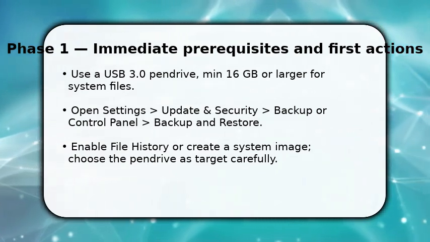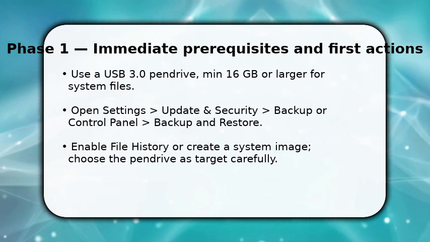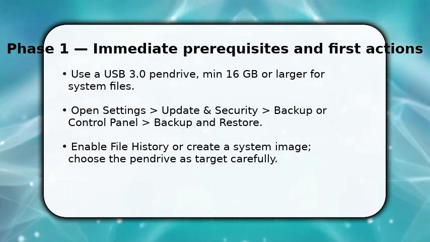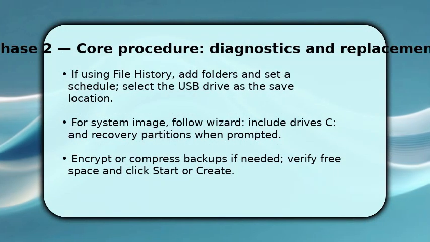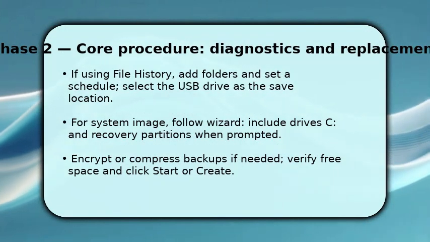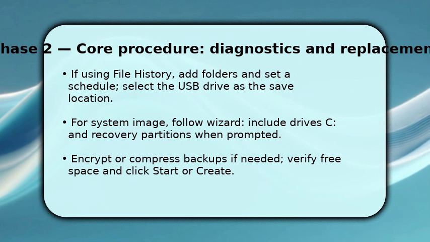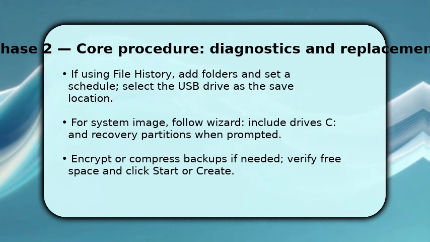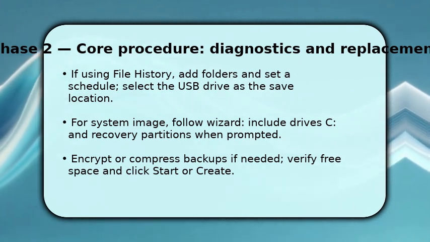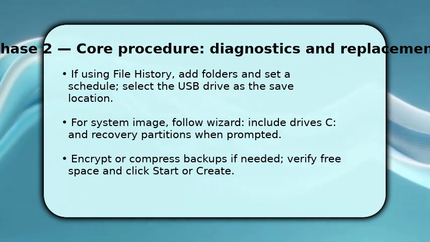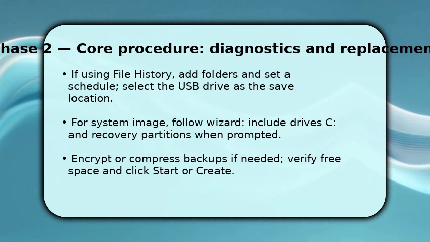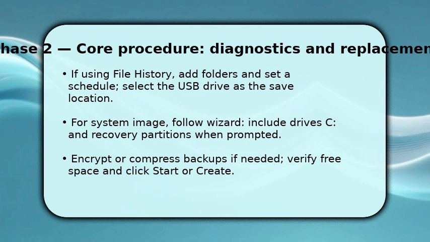You do this now to capture the exact state of your files or system, so subsequent steps write directly to that selected device. Once the pen drive is selected, choose what to back up and how often. For File History, add key folders and set a schedule so you get incremental versions. If creating a system image, follow the wizard and include C, plus recovery partitions to preserve bootability. Make deliberate choices about compression or encryption to save space or protect data.